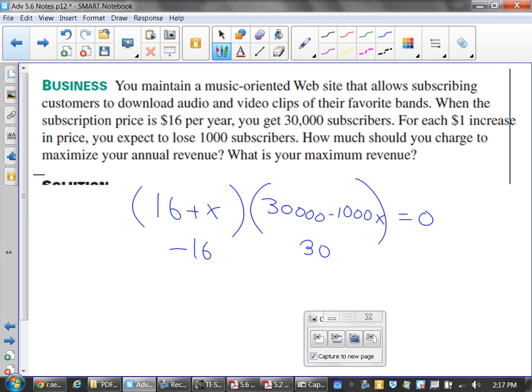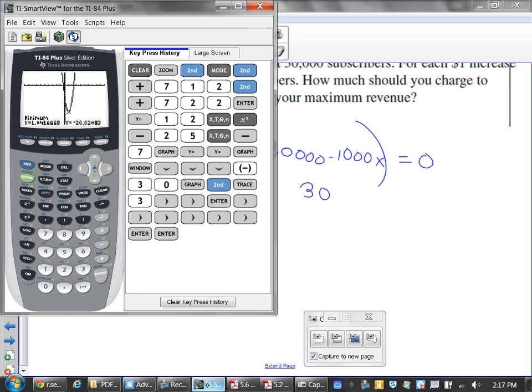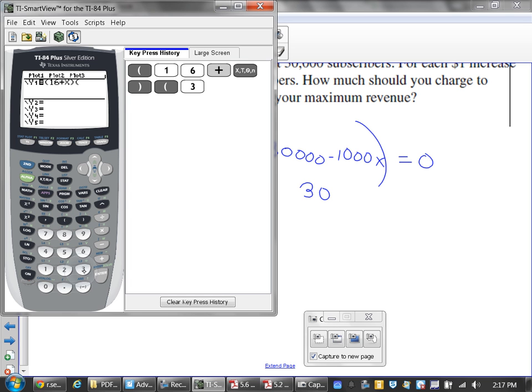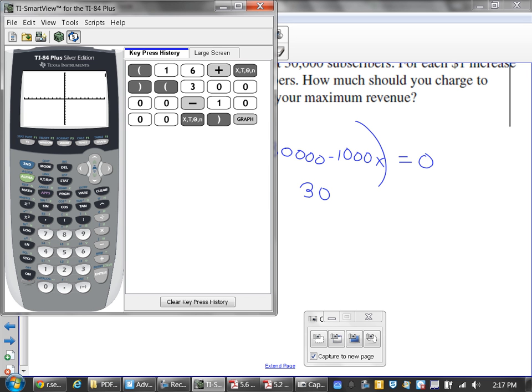Now, when I set this up via the calculator, I'm going to go to my y equals screen, and I'm going to put in exactly those two terms in parentheses. I'm not going to FOIL it, because if I FOIL it, I'll screw it up. 16 plus x, 30,000 minus 1,000x. And I look at my graph.